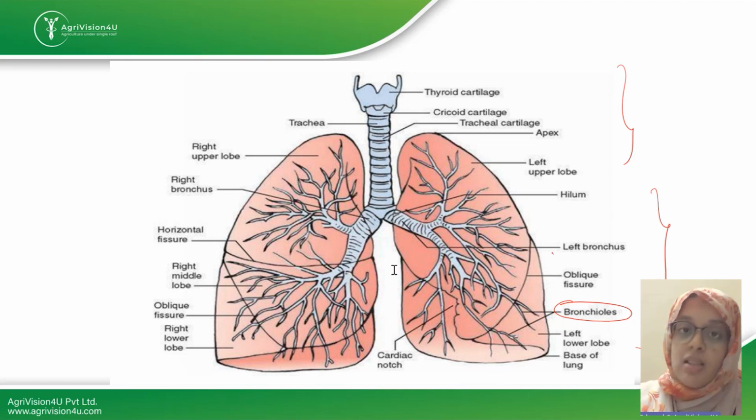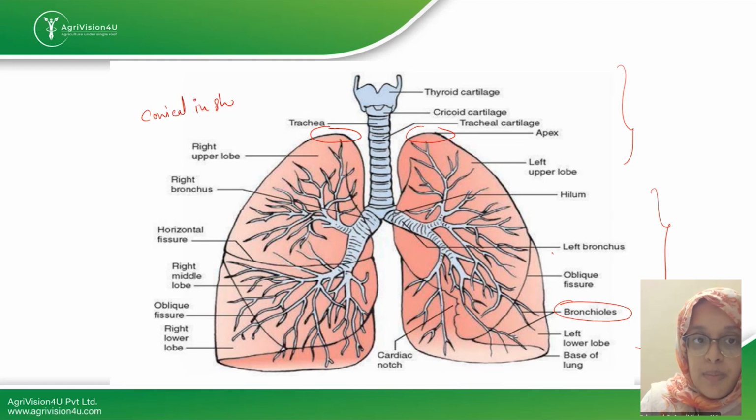They are located in the chest on either side of the heart. If this is the heart, here and here, the lungs are located, inside the rib cage. They are conical in shape with a narrow, rounded apex at the top. As you can see, this particular part is the narrow, rounded apex. Somewhere it looks like it is conical in shape, so that is what it actually meant.